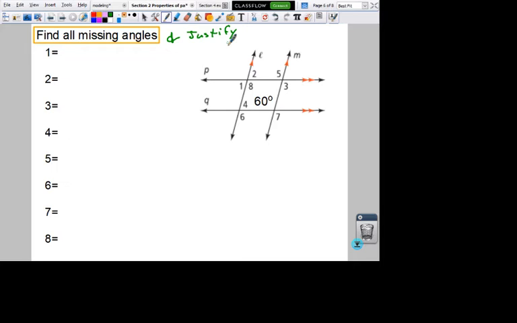No. These are alternate exterior. Maybe I'll try to add it for you. So these two I know are the same, okay. Because?